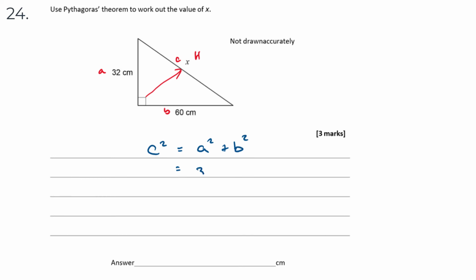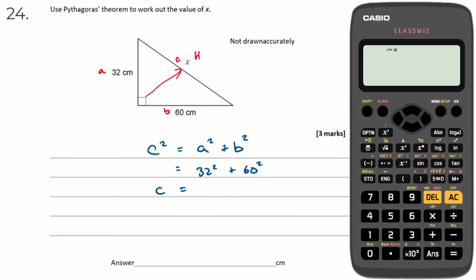So it's going to be 32 squared plus 60 squared. So then what is c? Okay, I'm just going to type that into my calculator. So 32 squared plus 60 squared comes to 4,624. And then c is going to be the square root of that, isn't it? So root answer comes to 68.